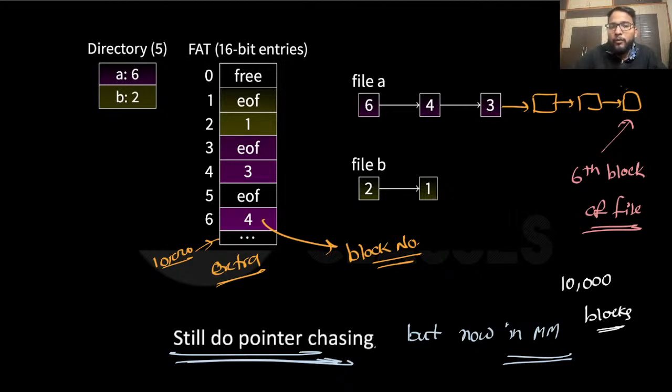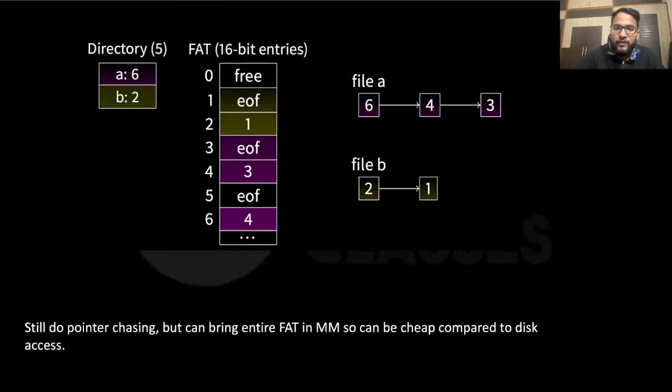Okay, so I hope now you understood what I'm talking about. That's why we are using FAT, and FAT is very popular. There have been many GATE PYQs asking just using this FAT. It's still pointer chasing, but we can bring the entire FAT in the main memory, so it can be cheaper compared to the disk access. That's the point here.